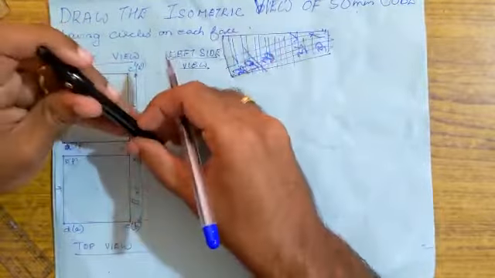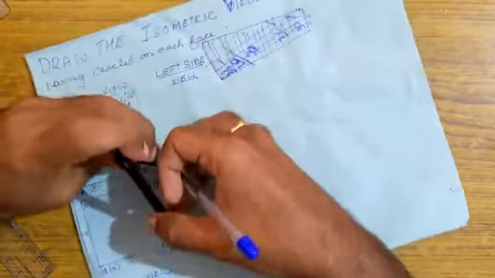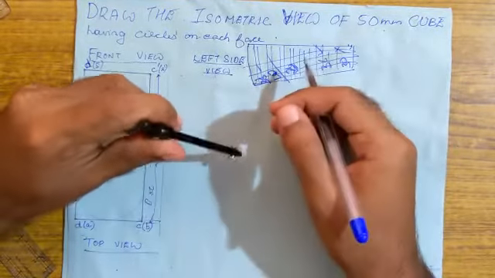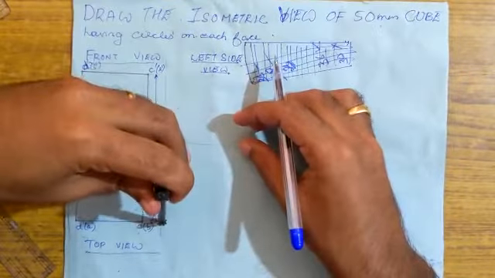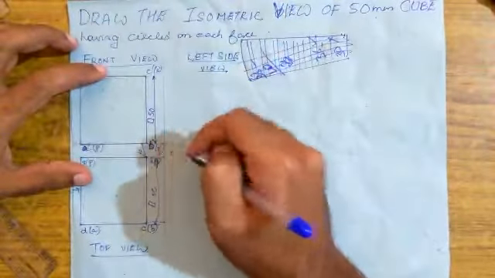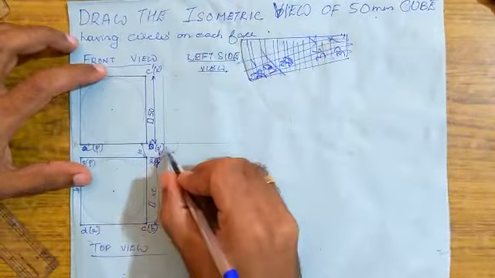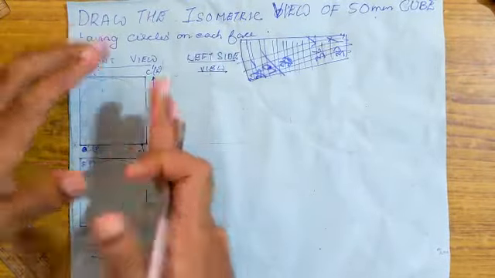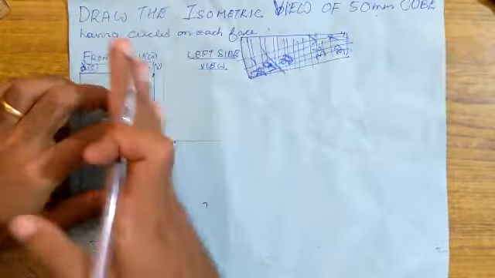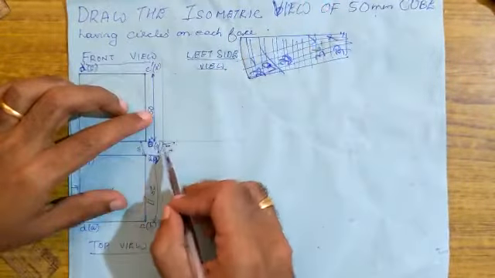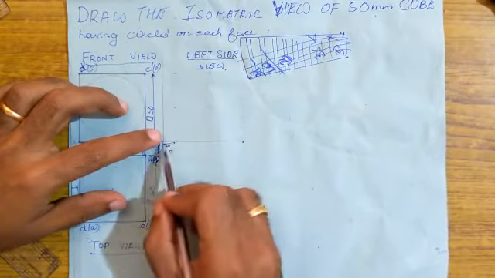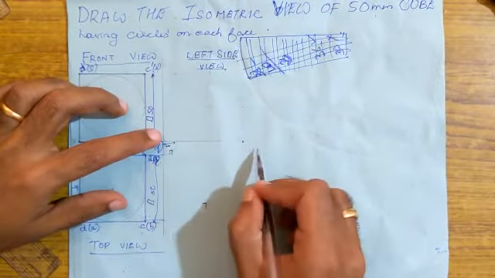This distance also I'm rotating. So this is going to be 10, that is the distance from VP. Since this is the side view, it indicates the distance from the vertical plane. This is 10 mm and this point will be 60 mm far, because it will be 10 plus 50, so it will be 60 mm.